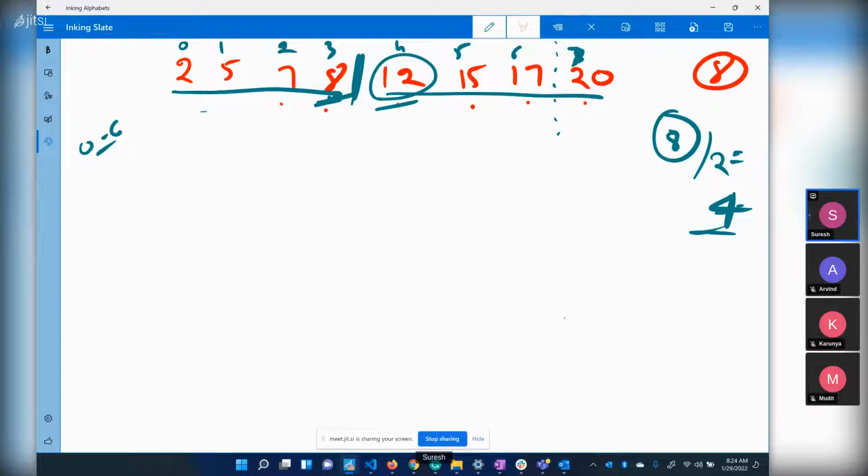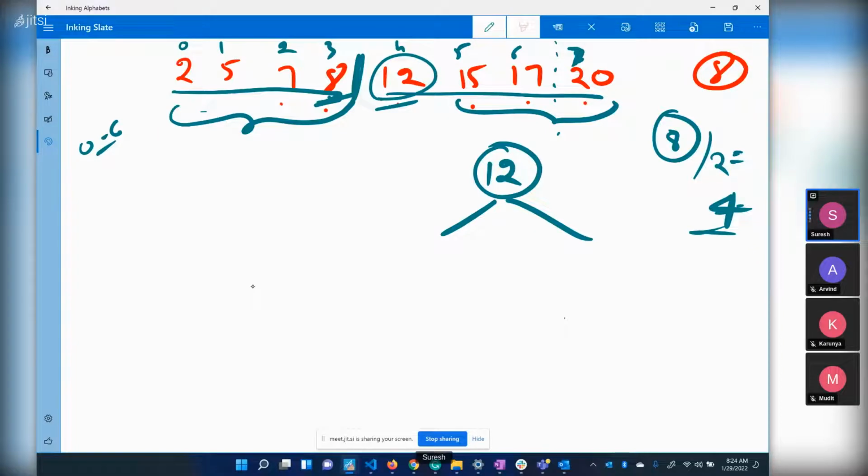This is the index 4, right? So if you take the 12 here, what will happen on the left side? We'll calculate the same thing for this one. So now we are taking 0 to 3, and again the same problem here. How to calculate the mid element here? How many elements here? We have 4 elements, right? 4 by 2 equal to 2. So take the element at location 2. That means 7, right?